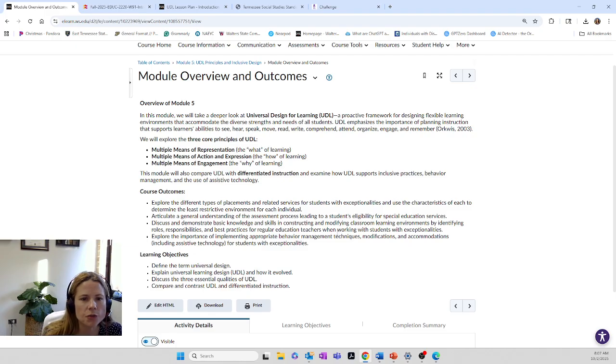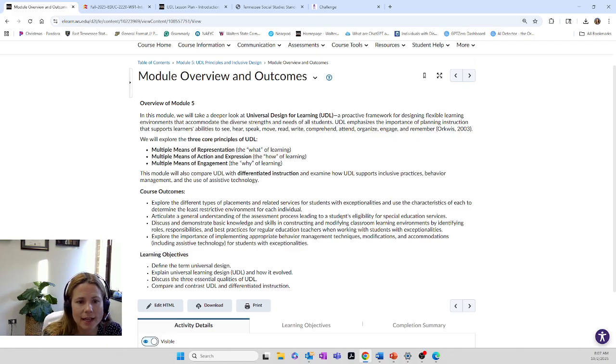So our course outcomes you'll see here, I want you to be able to, when you're done with this semester, explore the different types of placements and related services for students with exceptionalities and the use of characteristics of each to determine the least restrictive environment for each individual. You're going to articulate a general understanding of the assessment process leading to a student's eligibility for special education services. Discuss and demonstrate basic knowledge and skills in constructing and modifying classroom learning environments by identifying roles, responsibilities, and best practices for regular education teachers when working with students with exceptionalities.